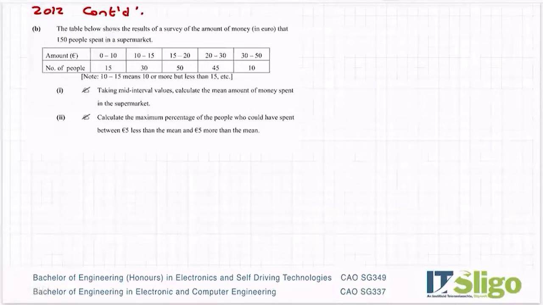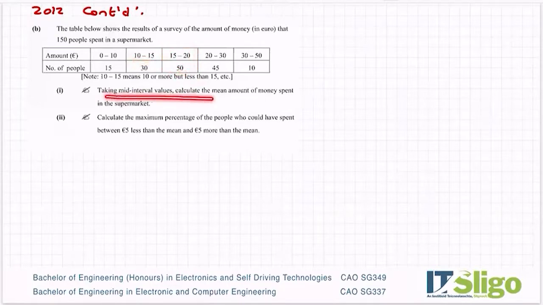Part B. The table below shows the results of a survey of the amount of money in euro that 150 people spent in a supermarket. So we have amounts and number of people. And don't forget the key, 10 to 15, for example, means 10 or more, but less than 15. So in other words, if they spent 15, they would be in this category here, not in this one.